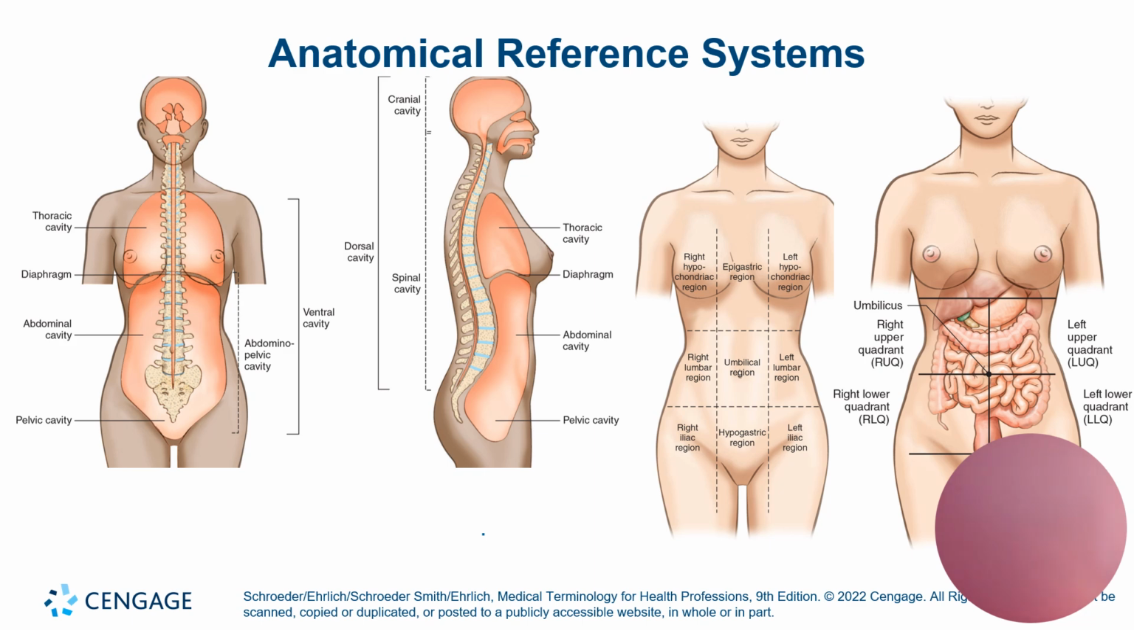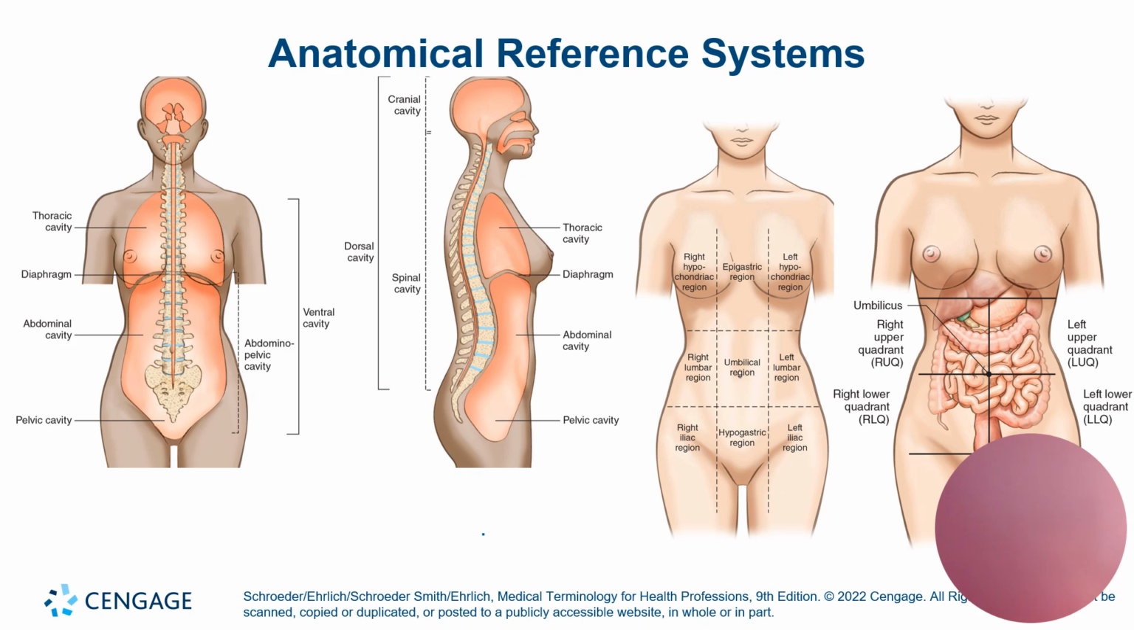The abdominopelvic cavity refers to the abdominal and pelvic cavities as a single unit. We also have inguinal, which refers to the entire lower area of the abdomen and includes the groin.